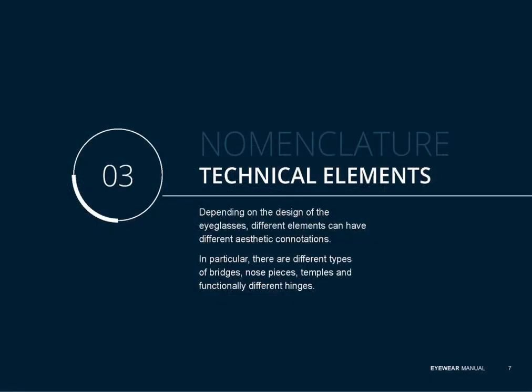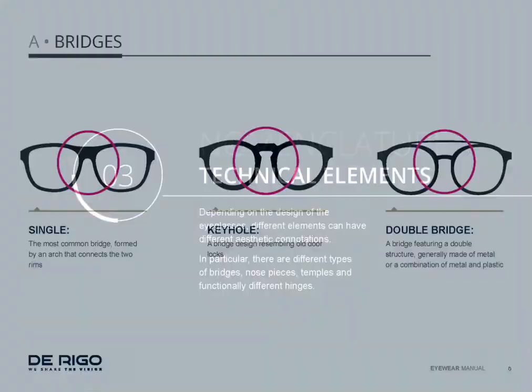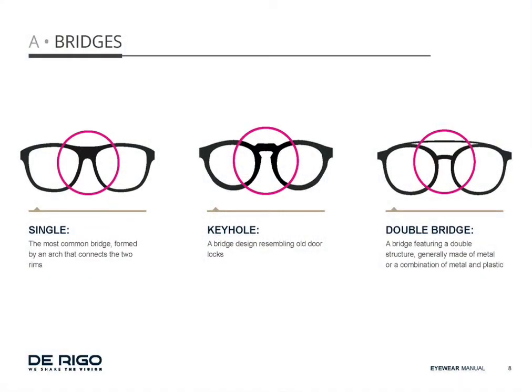Technical elements. Depending on the design of eyeglasses, different elements can have different aesthetic connotations. In particular, there are different types of bridges, nose pieces, temples, and functionally different hinges. The bridges. Single bridges are the most common bridge, formed by an arch that connects the two rims. The keyhole is a bridge design resembling old door locks. Double bridge is a bridge with a dowel structure, generally made of metal or a combination of metal and plastic.